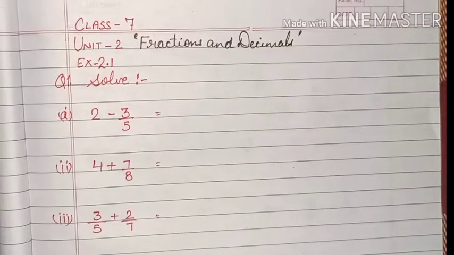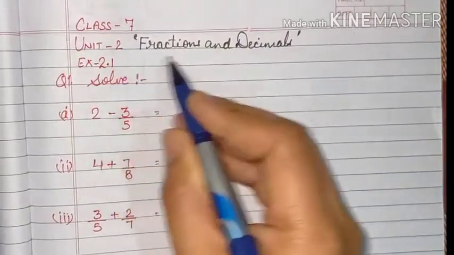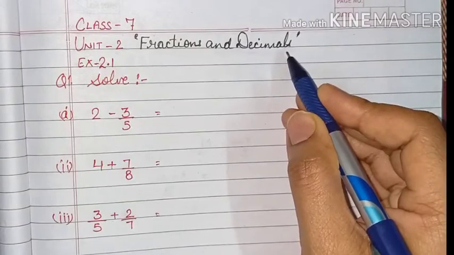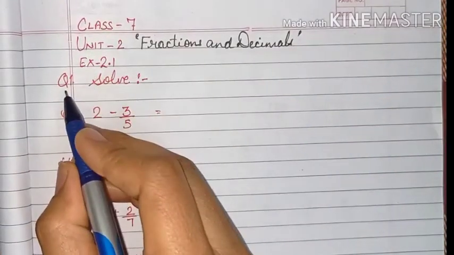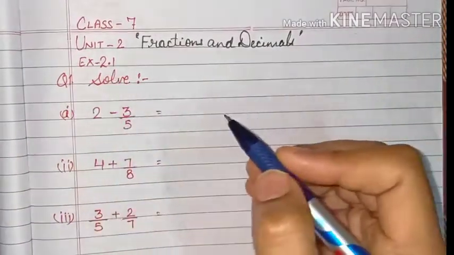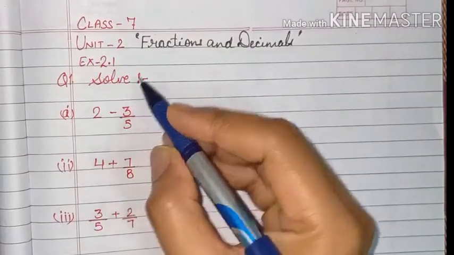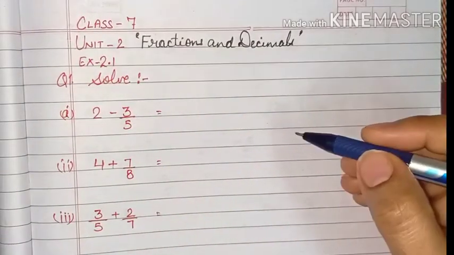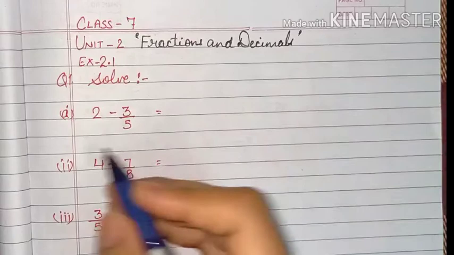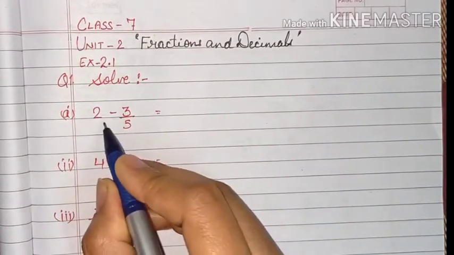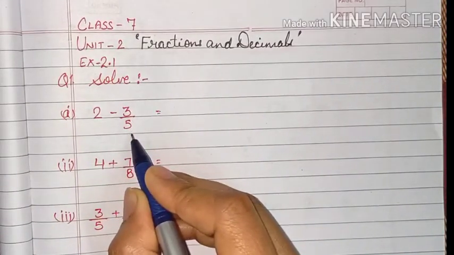Hello students, today we will start unit 2, fractions and decimals. So here we are going to do question number 1 of exercise 2.1. It is given, solve. In this question we will add or subtract the given fractions. Let's see the first part. It is given 2 minus 3 upon 5.